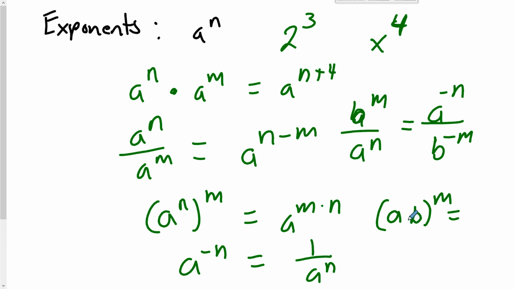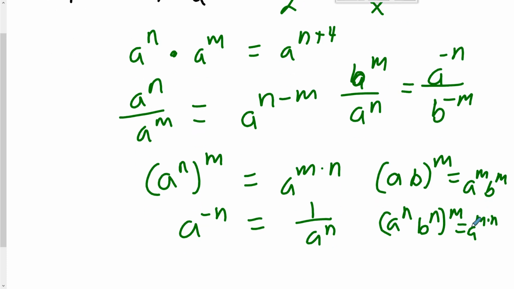Whenever you have a product raised to a power, you can distribute that power to the exponents. And then if you already have an exponent within that product, you just multiply those exponents. So a to the m times n, and then b to the n times m. All right, so you just multiply, you distribute that.